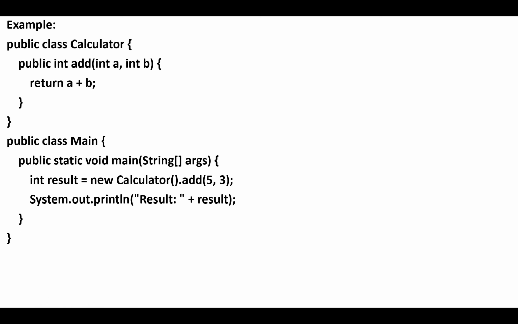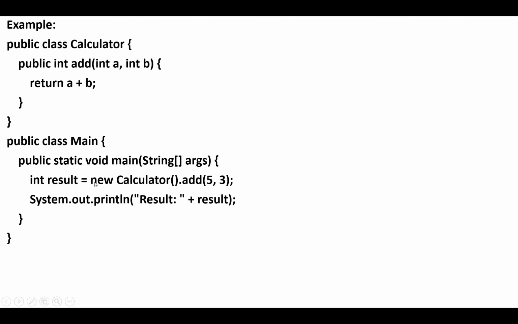Example. We have an example of a class Calculator which has a method add. Now we create an anonymous object. new Calculator() is an anonymous object. We don't provide any reference variable to it. We just call the add method on it, and this add method returns a result which comes in this result value.